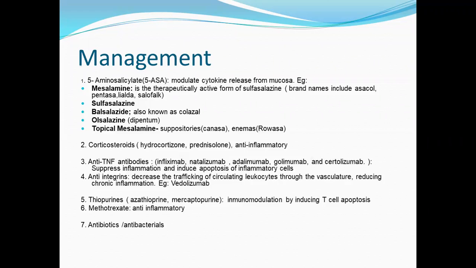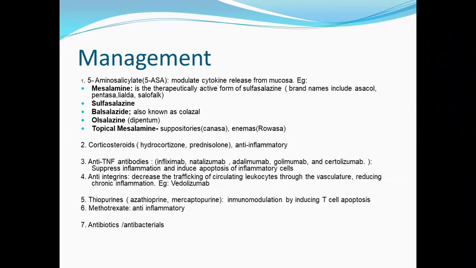We have a group of medications that we use in the management of IBD. The first group is the 5-aminosalicylates, that's the 5-ASA group, which modulates cytokine release from the mucosa. Examples are mesalamine, sulfasalazine, balsalazide, and then we have the topical mesalamine as well. We also have our corticosteroids, which confer an anti-inflammatory function.